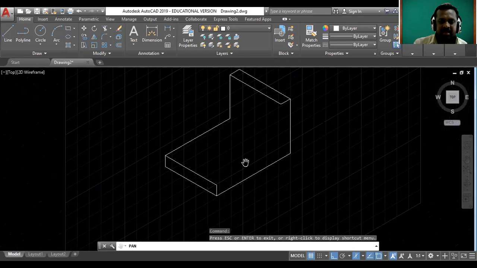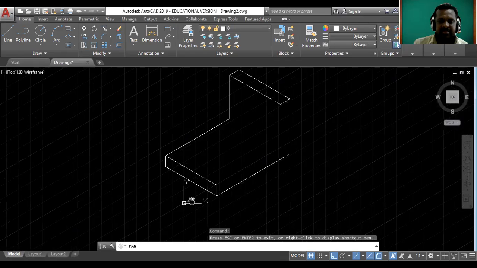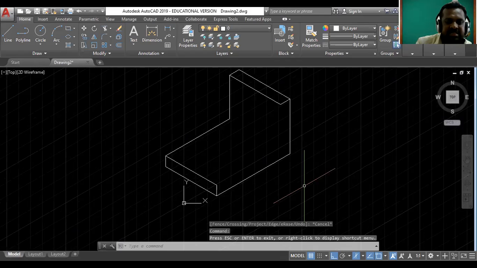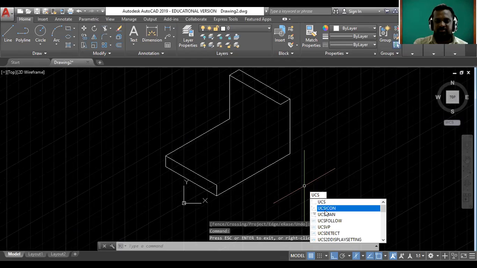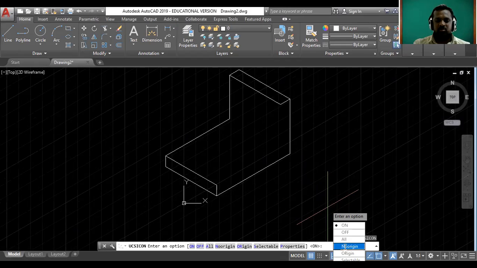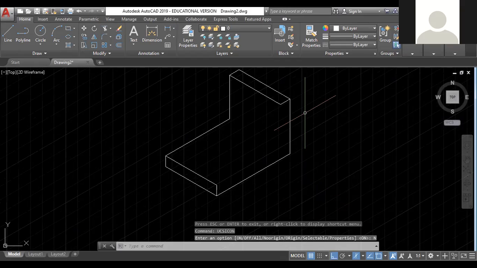Okay, now again see here that x and y coordinate has come into this figure. Then how to fix that x and y coordinate at the corner? Just press the UCS, then the UCS icon, and click on the no origin. Okay.